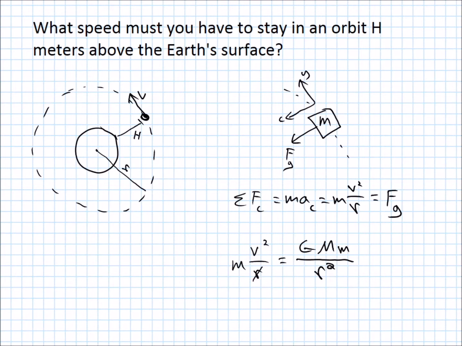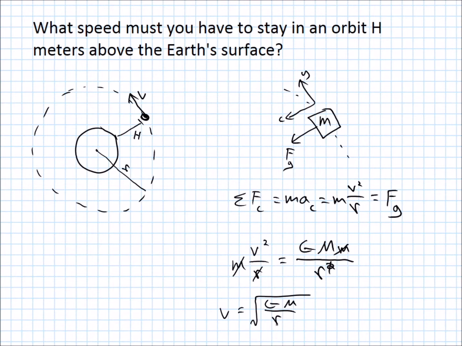I can multiply through by an r, and I can divide through by m. Both of these m's are the mass of the satellite. So we didn't need to know the mass of the satellite. Looking for v here, we have v is equal to the square root of GM over r. But r was not given. We were supposed to find it for an orbit h.